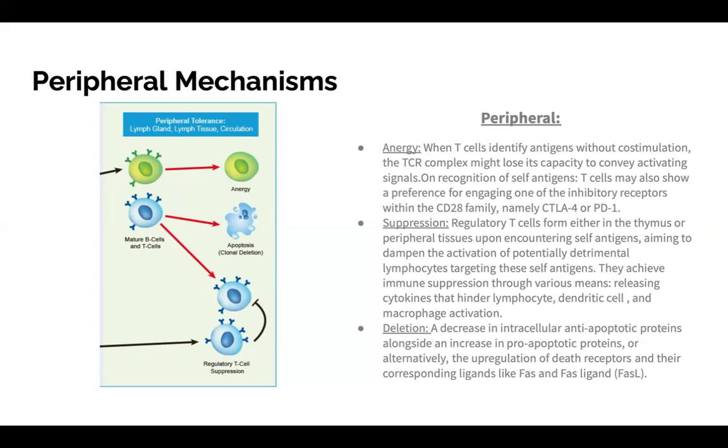The next one is suppression. Regulatory T cells form either in the thymus or peripheral tissues upon encountering self-antigens, aiming to dampen the activation of potentially detrimental lymphocytes targeting these self-antigens. They achieve immune suppression through various means, which include releasing cytokines that hinder lymphocytes, dendritic cells, and macrophage activation.